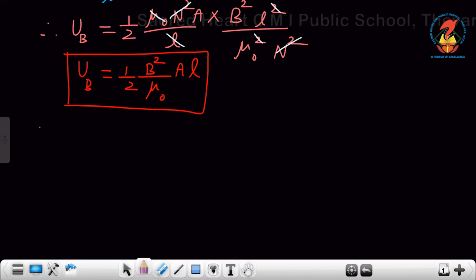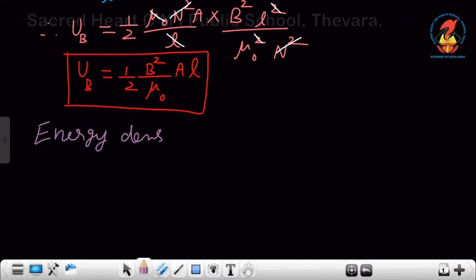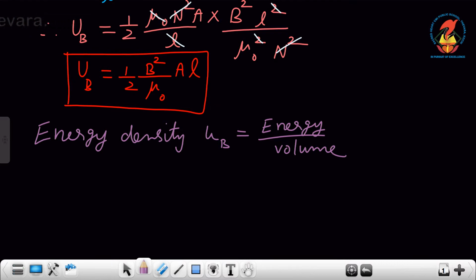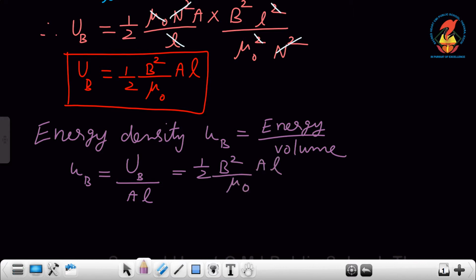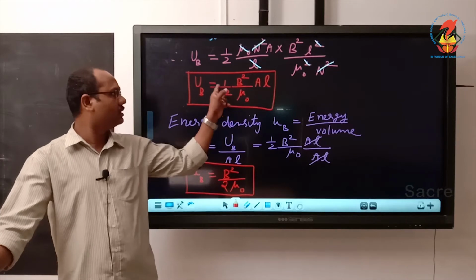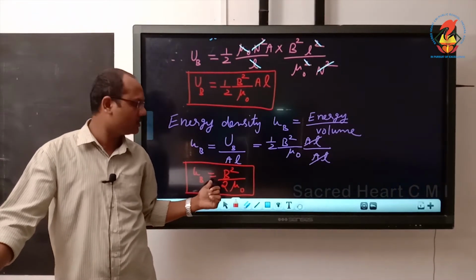Now let us see what is energy density. So I can write like this: energy density is equal to energy by volume. Energy density is energy by volume. So I will write u B is equal to capital UB by volume, which can be written as area into length. And what is UB? Half B square by mu 0 into A l. That divided by A l. So A l and A l can be cancelled and you will get the final equation as u B is equal to B square by 2 mu 0. This is the expression for the energy density. So the above one is the expression for the energy and this one is the expression for energy density.